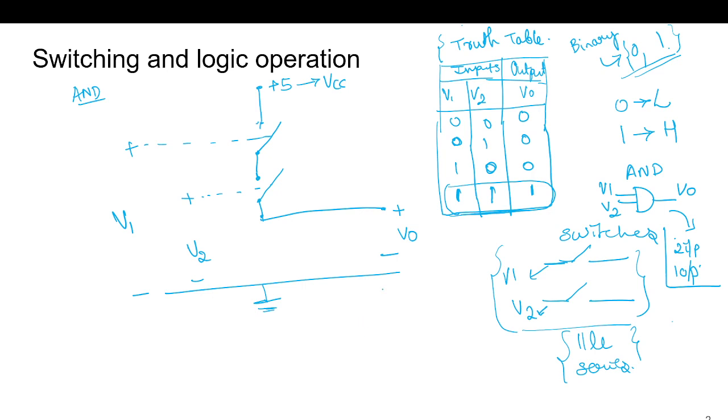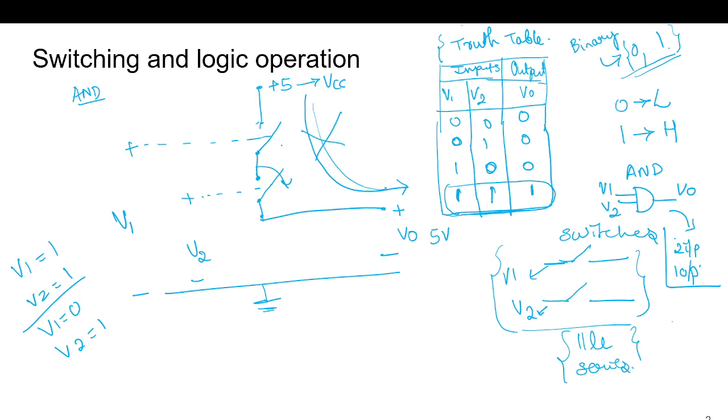So now if V1 is equal to 1 and V2 is equal to 1, then this switch will be closed, this will also be closed, so there is a path, so output will be 5 volt. If any one is 0, then this switch will be open, but this switch will be closed. There will not be any path from this. There will be a path from here to here, but this path will not be there. So the output potential will be 0 volt.